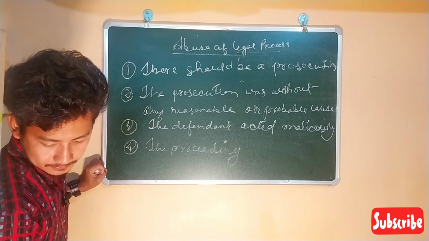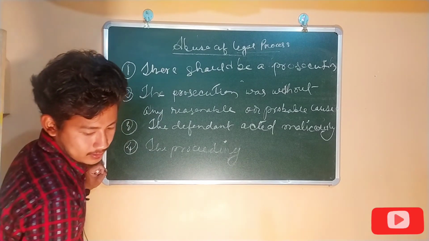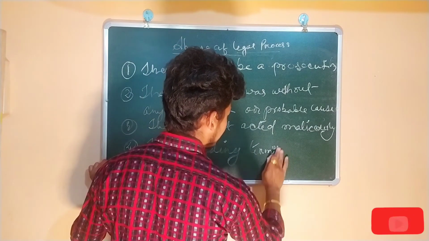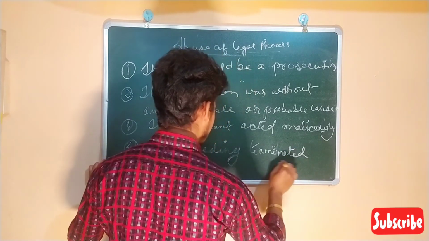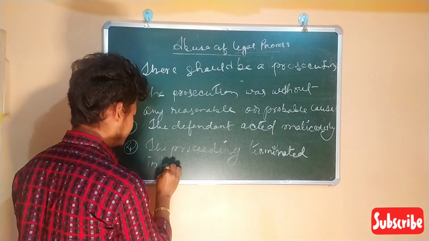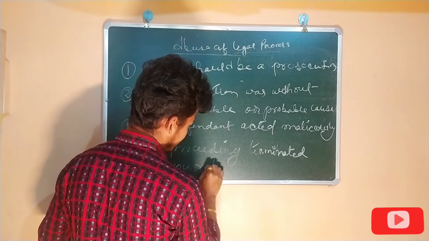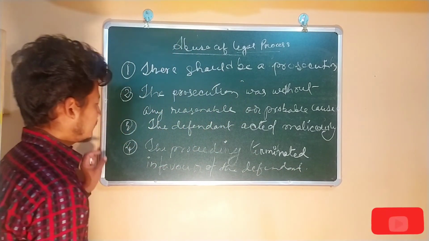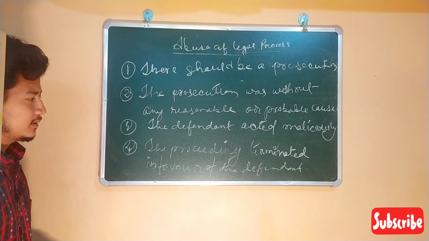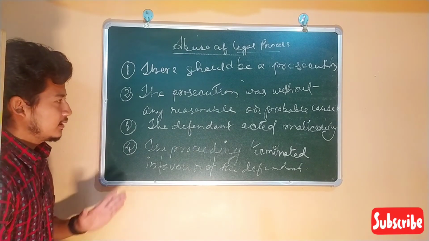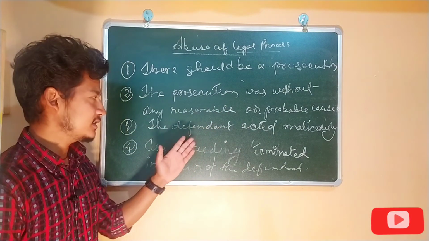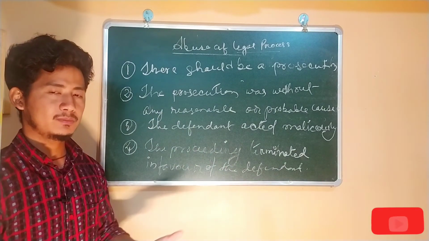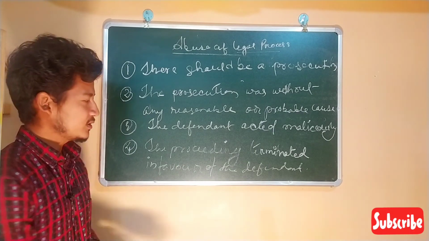the proceeding or complaint is terminated in favor of the defendant. Okay, so number four is that the proceeding terminated in favor of the defendant. Simple. Once the false case is filed against the defendant, the court will determine the case, and after the determination, the court has terminated the case. Obviously, that termination will be favorable to the defendant. So that is another essential.